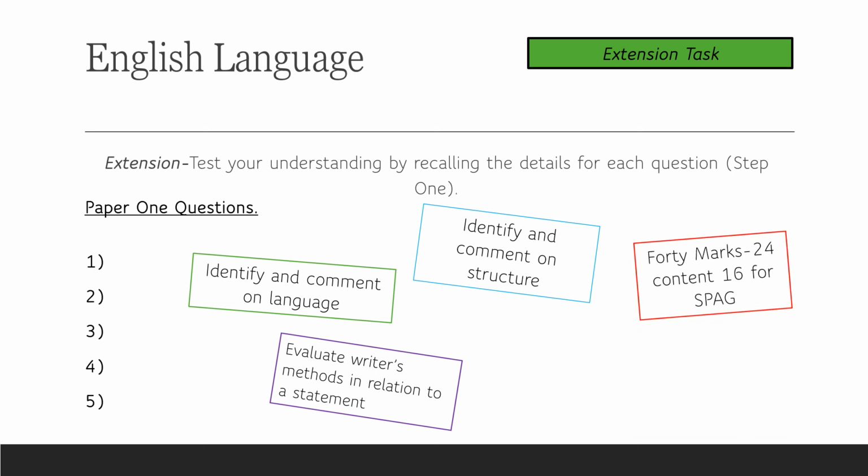The next one is 40 marks. You get 24 marks for content and 16 marks for spelling, grammar and punctuation. And the final one is where you have to identify explicit information. So if you'd like to pause the video here and take your time and go through them in a little bit more detail, please feel free to do so. Hopefully, if you've been listening carefully to this video, you should be able to work out which statement goes with which question. But if you're not too sure, it is important that you go back to step 1 and make sure you feel comfortable about each question and what you need to do for it.